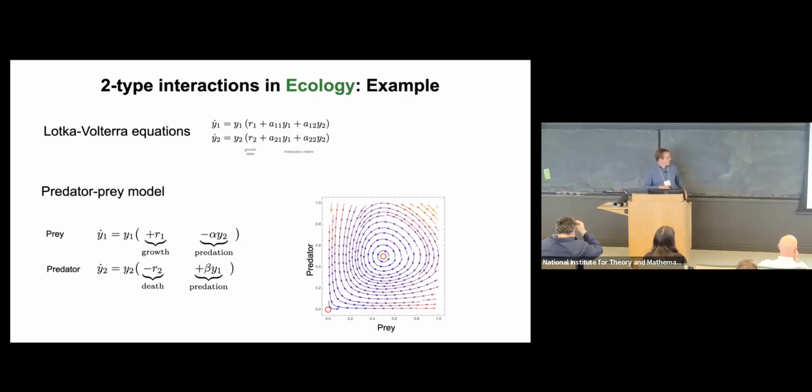And in this predator-prey model, you basically drop two of these things. You drop the self-interaction, and then you have growth terms, predation, and a death term here. So the prey is just growing in the absence of the other type, and then it's suffering from predation, and the predator is dying if it's alone, but it's benefiting from predation. And that gives you these closed cycles.